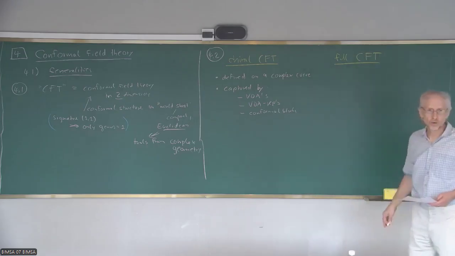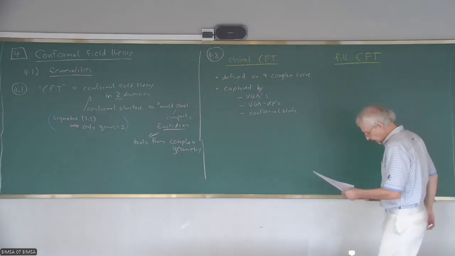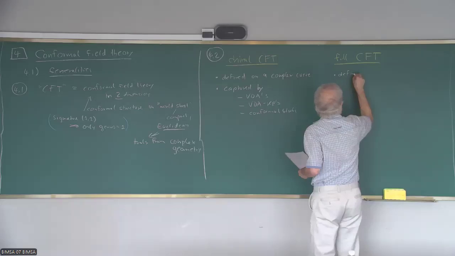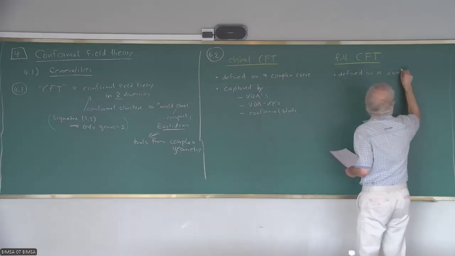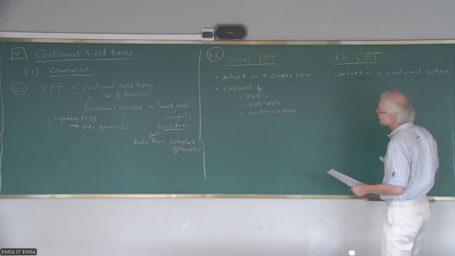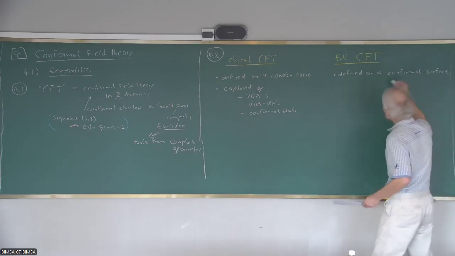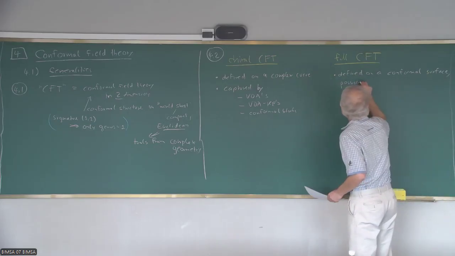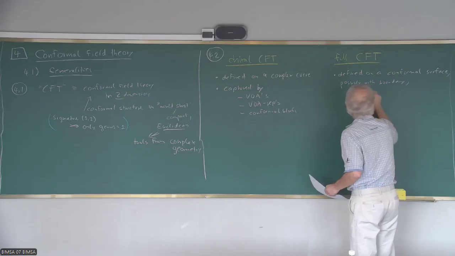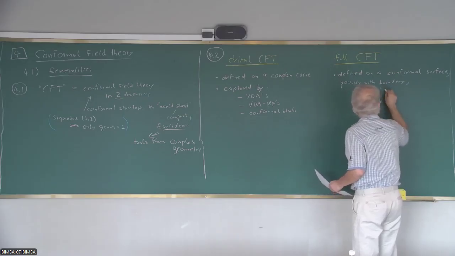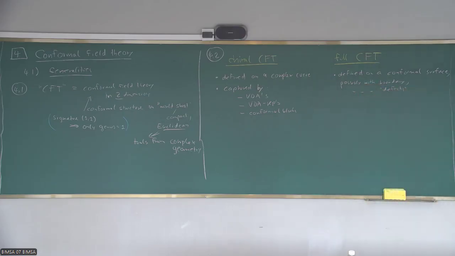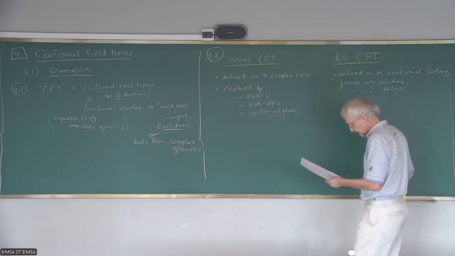But what I mainly want to talk about is full conformal field theory. And this is defined on a conformal surface. So two real dimensions and a conformal structure. And this allows, in particular, that it has a boundary, and also that you allow for defects. Defect lines are kind of internal boundaries. I will say much more about them later.